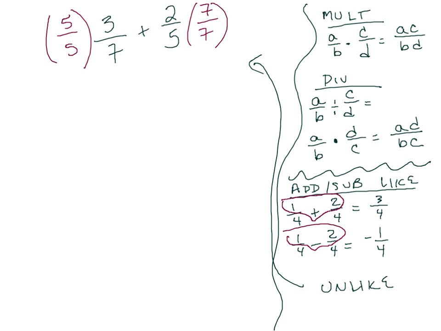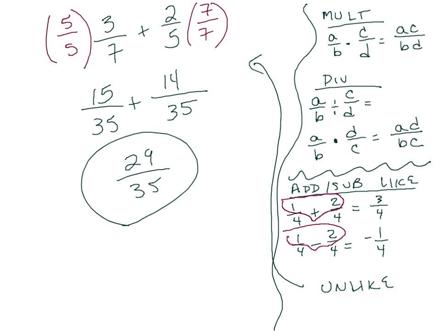Because in actuality, I'm just multiplying each of these fractions by 1, because 5 divided by 5 is just 1. 7 divided by 7 is 1. But it's that clever form of 1 that's going to get that denominator to 35 so that I have a common denominator. So multiply straight across. This is 15 35ths plus 14 35ths. Combine my numerators over my common denominator, 29 35ths. And you'd reduce if you could reduce there. Excellent.